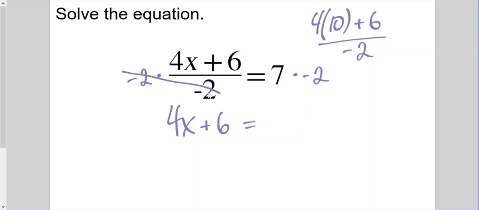And if you do something on one side, you have to do it on the other. That would give me negative 14 on that side. I'm going to continue working backwards. So I took care of that.